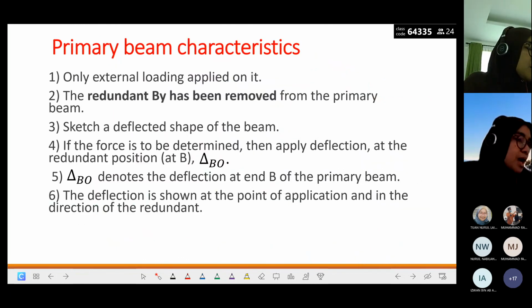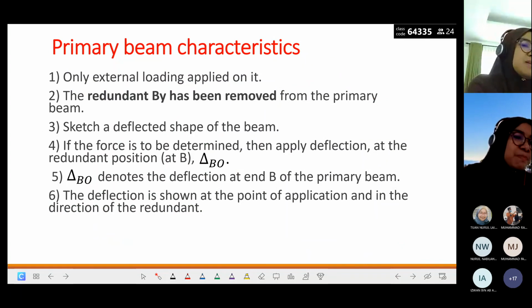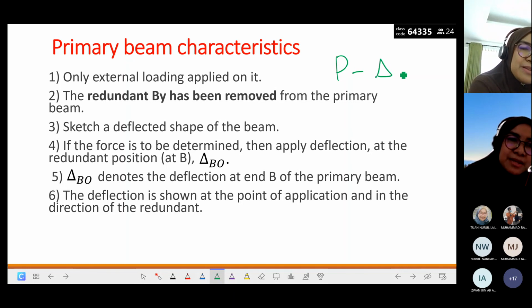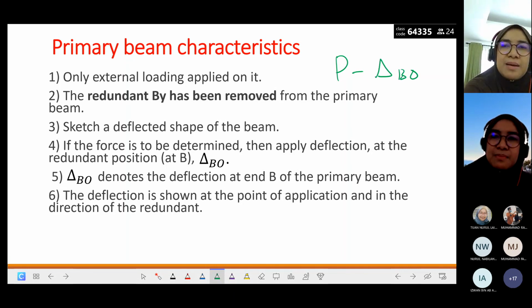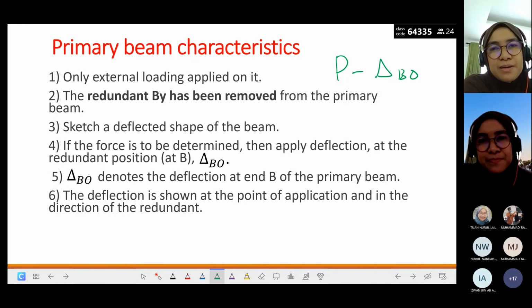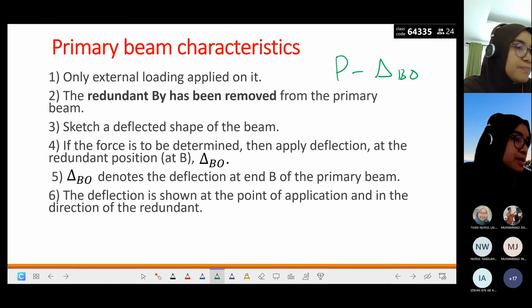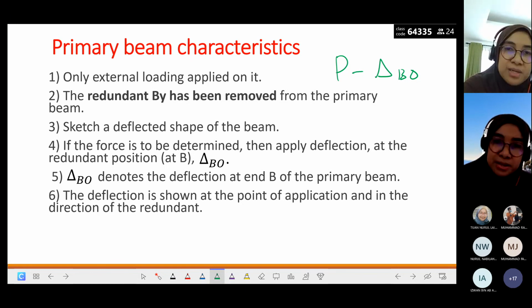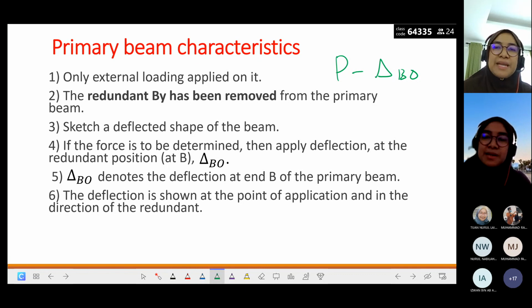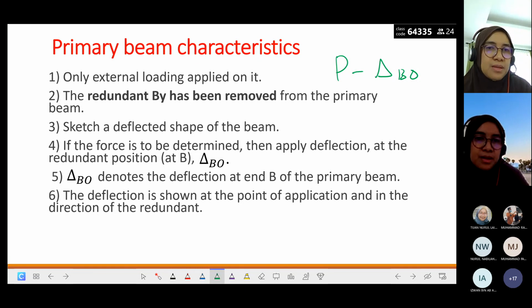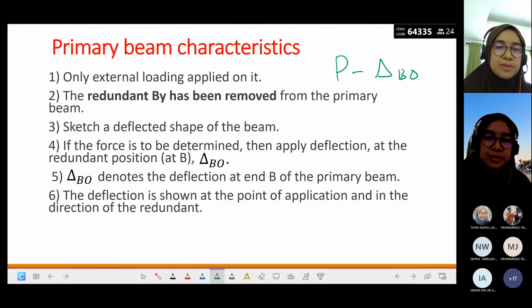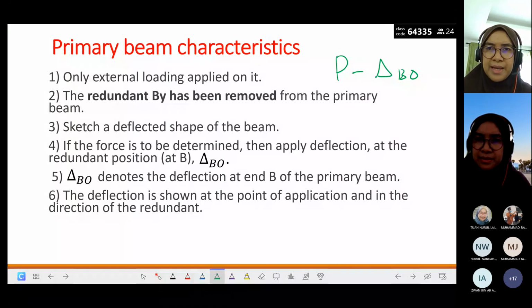Okay, then if the force is to be determined, tadi kan force ni P. And tadi kan delta, right? Delta B naught, remember? Nampak tak kita sedang fulfill force displacement principle. P and delta. If the force is to be determined, then apply deflection. Kalau moment is to be determined, apply rotation. Do you get that?